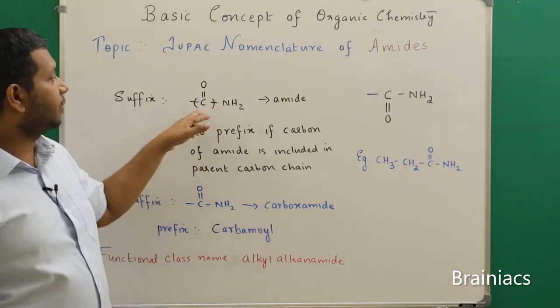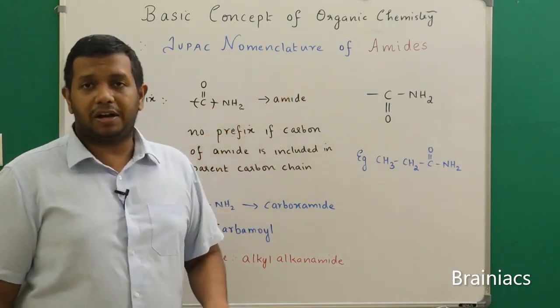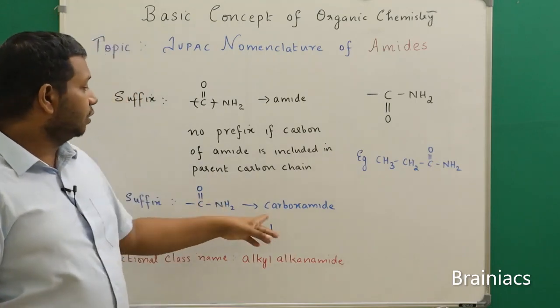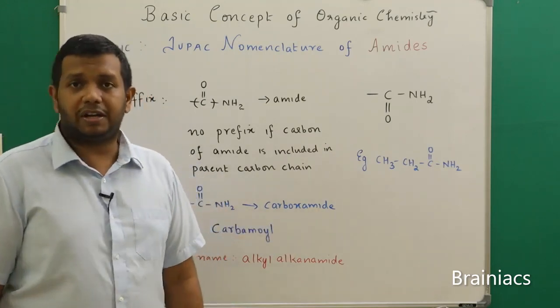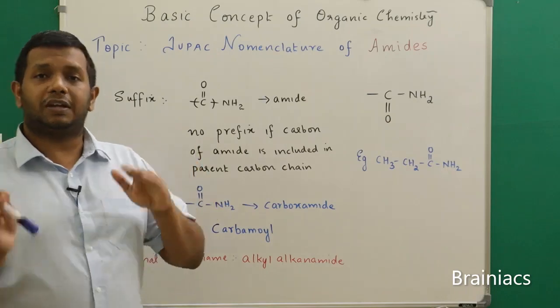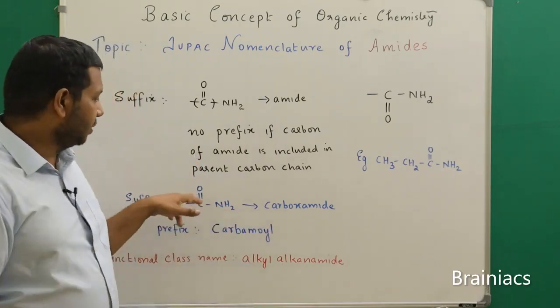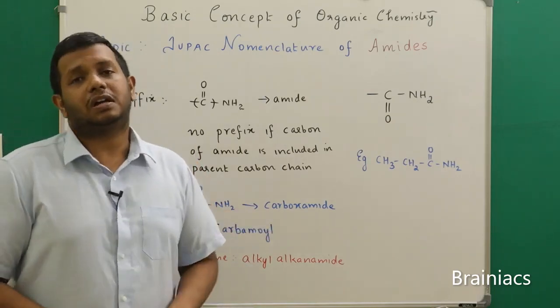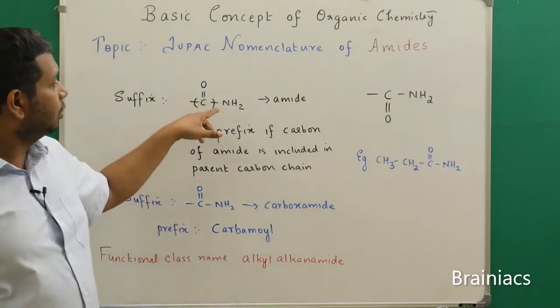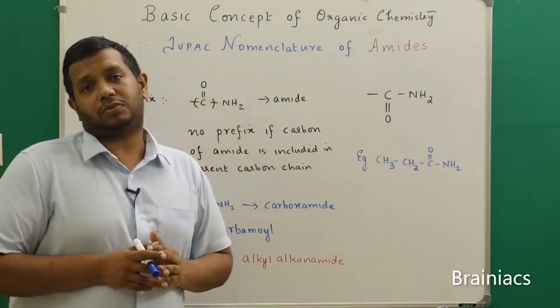So please remember, if the carbon atom is included, we use amide, and if the carbon atom is not included, we use the suffix carboxamide. In case CONH2 behaves like a substituent, if the carbon atom is not included, then we use the term carbamoyl. If the carbon atom is included, then it will not behave like a substituent.